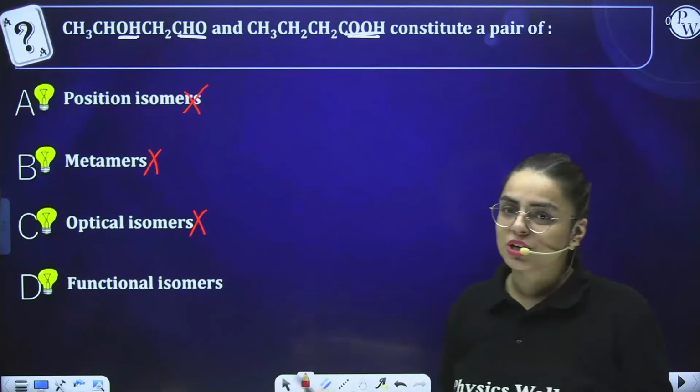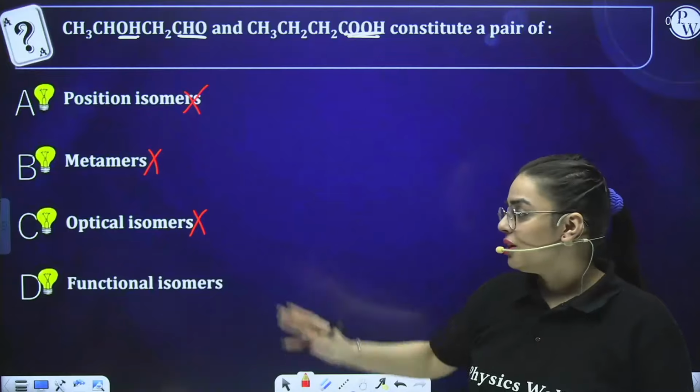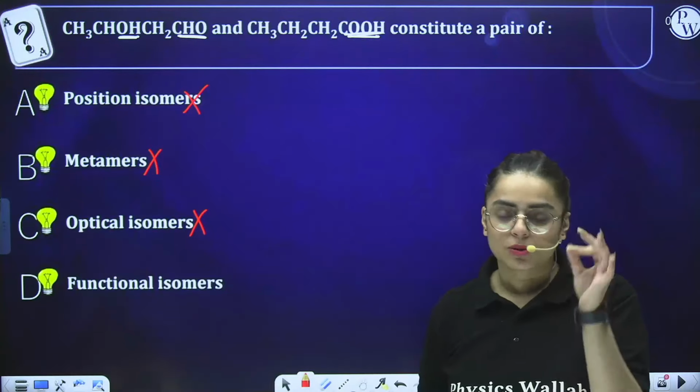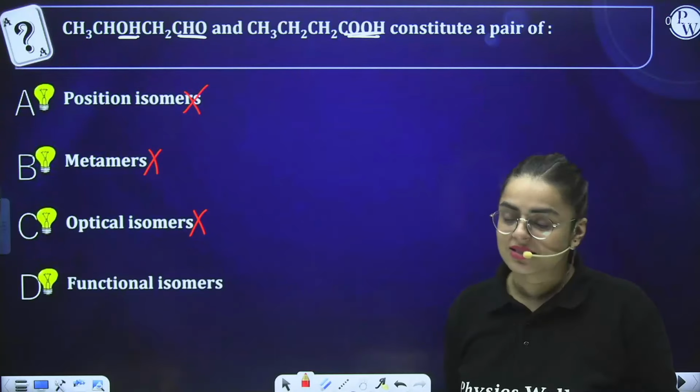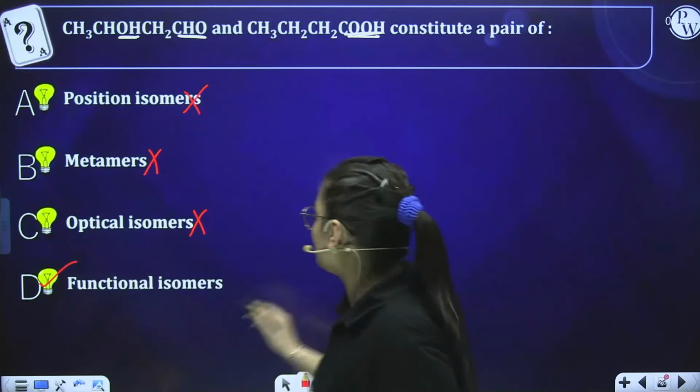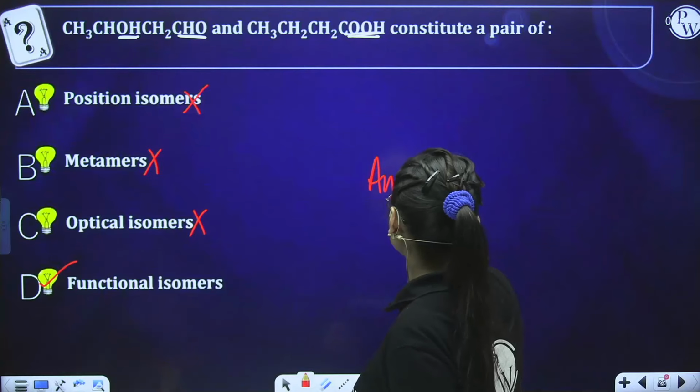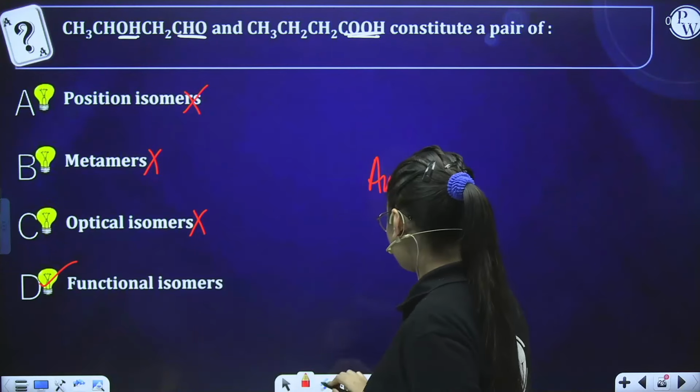Now comes option number D. We need not think over it because it is functional isomer, because we can see in both of the cases there are different functional groups present, right? So the answer is going to be option number D, my dear students. Answer is your option number D.